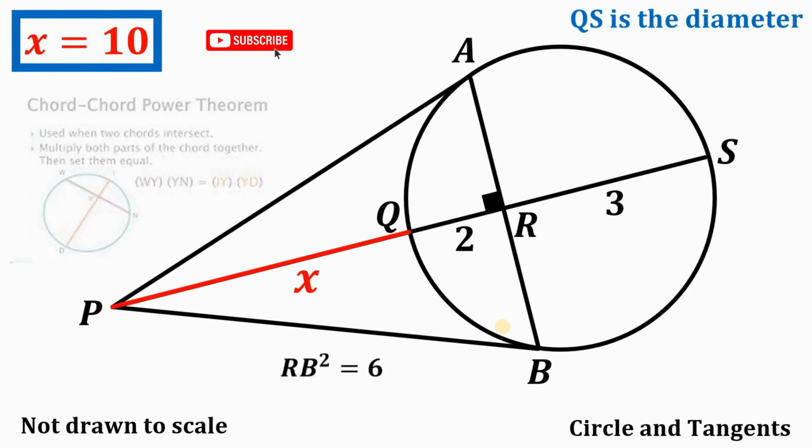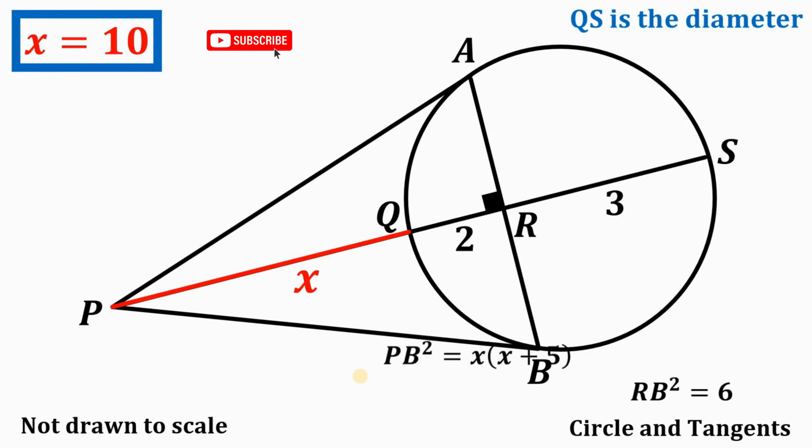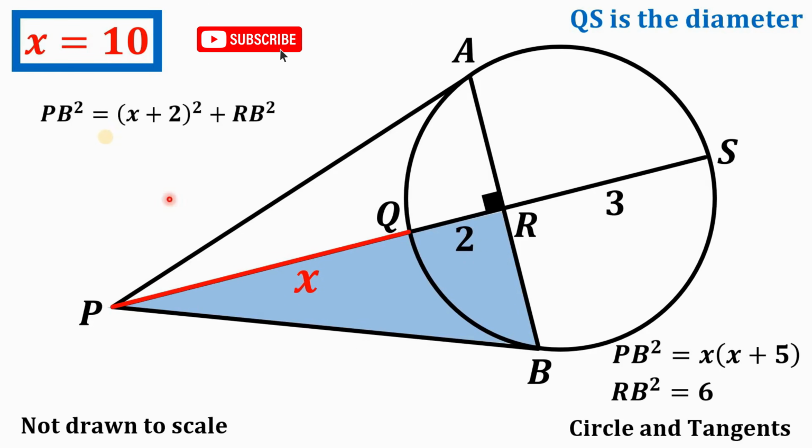Now, another thing, we can also use the second tangent product theorem again, using tangent segment PB and secant PS. So this will give us PB squared equals x multiplied by (x plus 2 plus 3). This simplifies to x times (x plus 5). Now, again, using Pythagorean theorem in this right triangle, we can say that PB squared equals (x plus 2) squared plus RB squared. And now we know RB squared is 6. So we can replace this RB squared with 6.